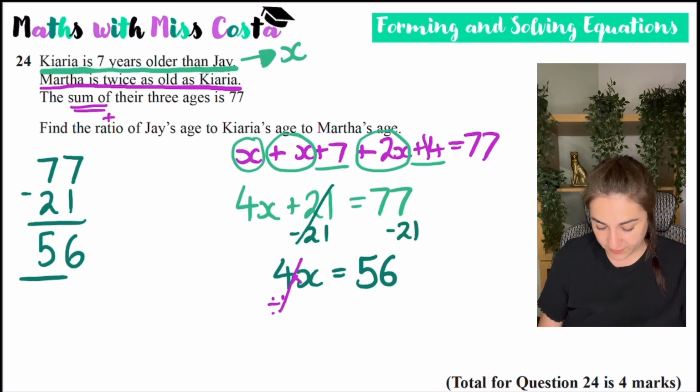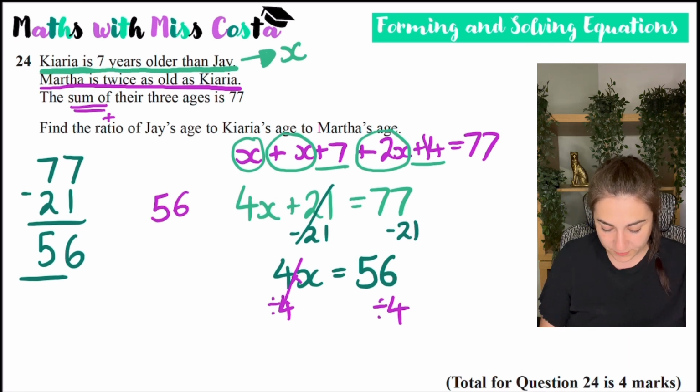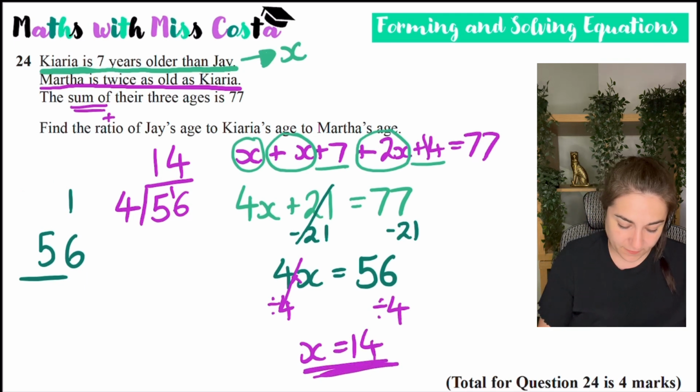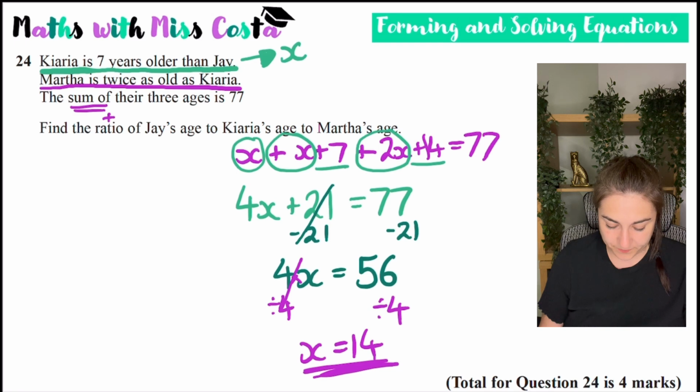So 4 is being multiplied by x. What I'm going to have to do to cancel that is divide both sides by 4. So now I have to do 56 divided by 4. 4s into 5 go once, remainder 1, and 4s into 16 go 4. So x is 14.